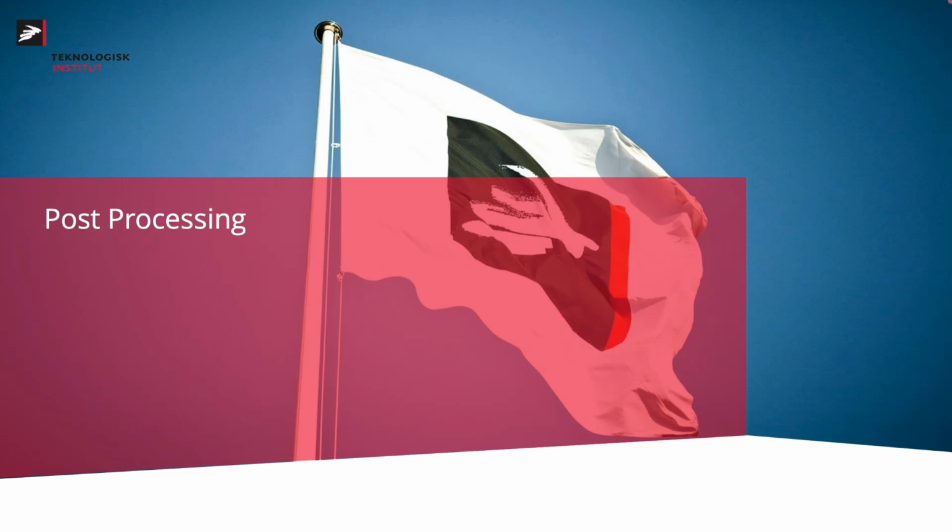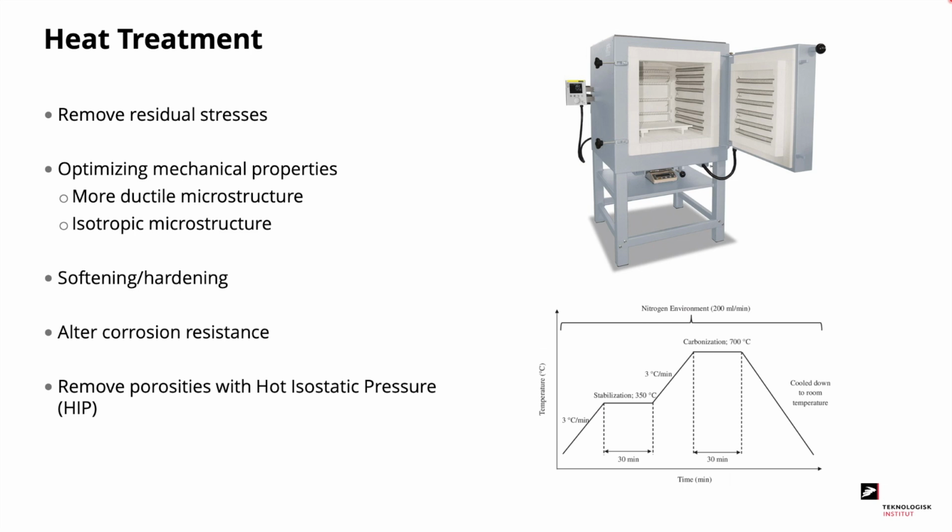Now we will have a look at some of the available post-processing options. The first typical post-processing step is heat treatment. The purpose behind this is to remove residual stresses. And this can also be used to optimize mechanical properties, which can lead to more ductile microstructures and even isotropic microstructures. It can be used for both softening and hardening of the material and also for corrosion resistance. Finally, you can remove porosities by combining it with pressure in the so-called hot isostatic pressure process.